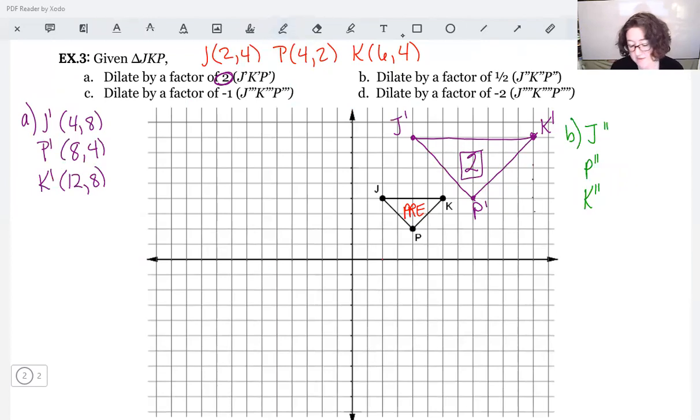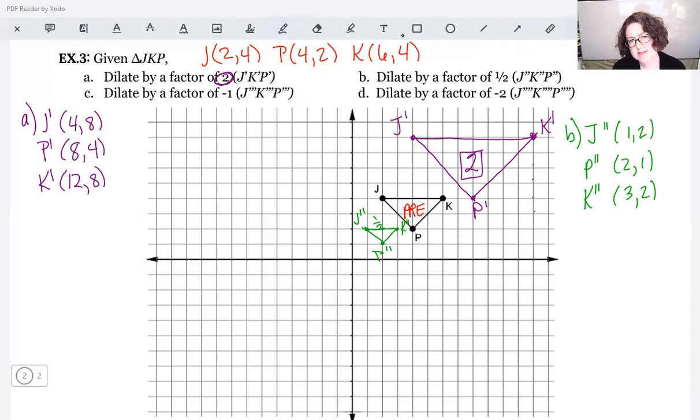Okay, so this one we're multiplying everything by 1/2. So just divide every number by 2. So our new J would be 1, 2. New P would be 2, 1. New K would be 3, 2. Okay, so 1, 2 is our J double prime. 2, 1 is our P double prime, and 3, 2 is our K double prime. And that's our 1/2 dilation factor.